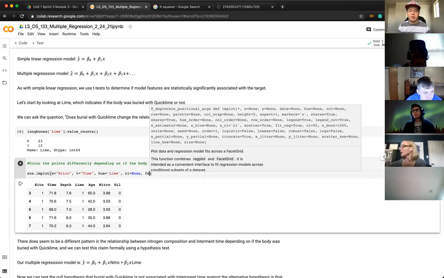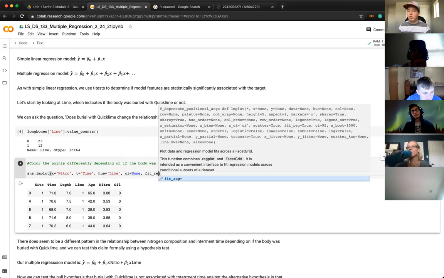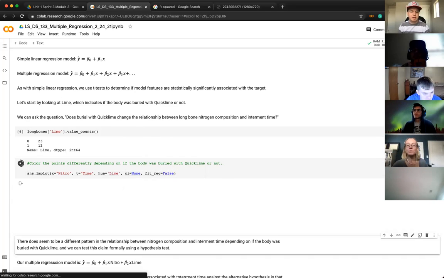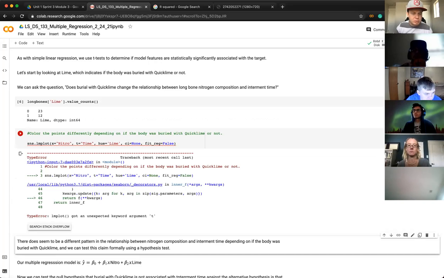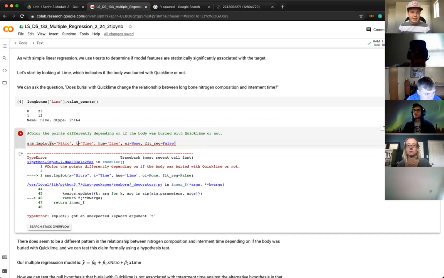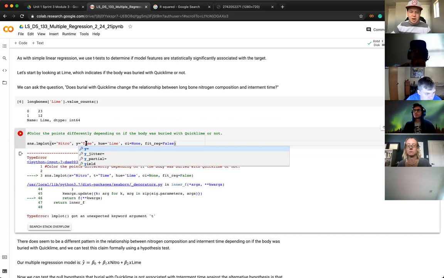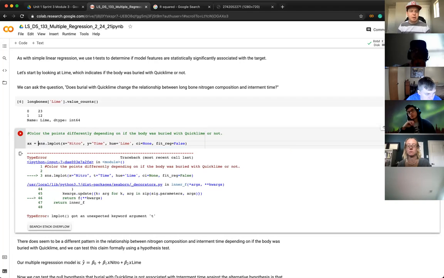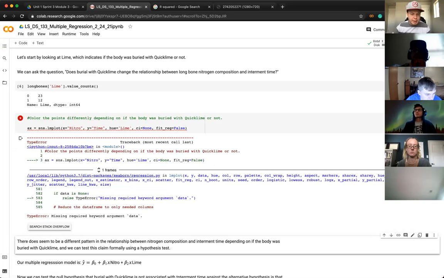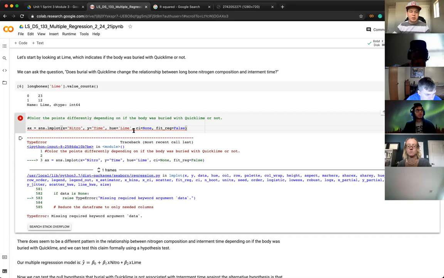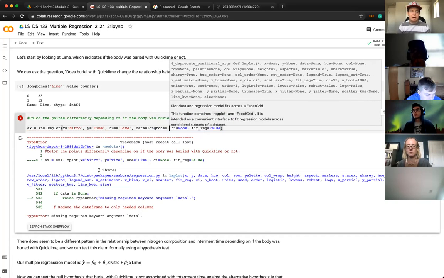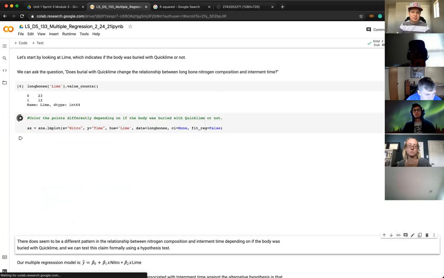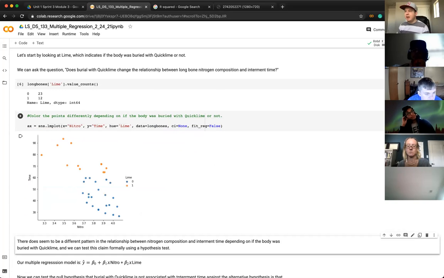And I'm going to turn off the regression line here for a minute. Oh, this should be Y, not T for time. I was trying to think about typing time. Missing required keyword data. All right, so data equals long bones. We forgot to include that. It's kind of a lot of parameters.